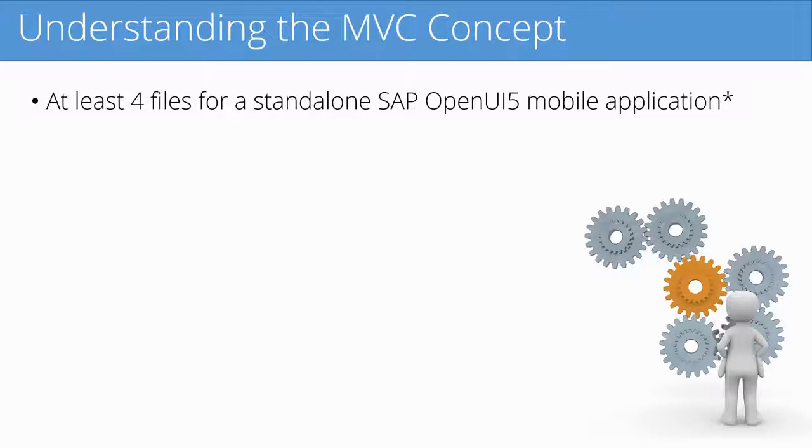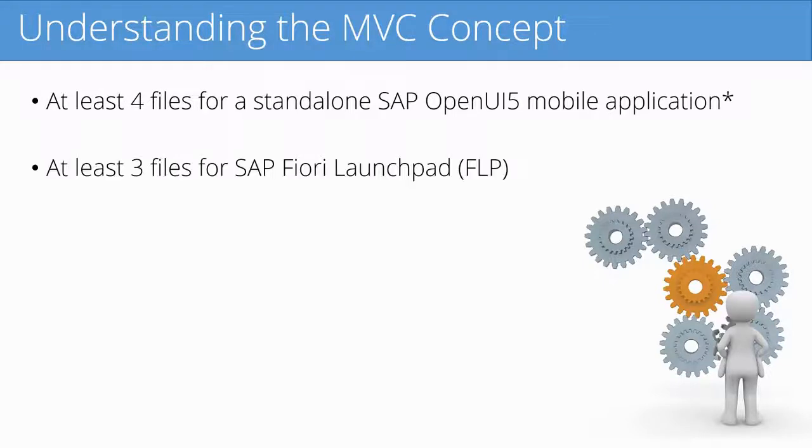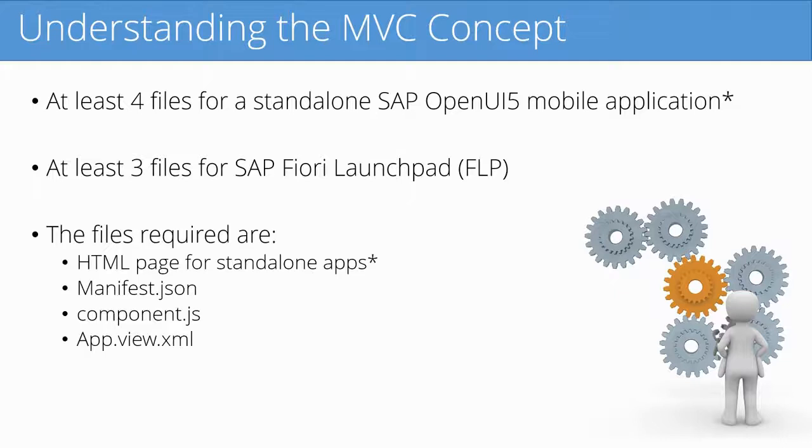There are at least 4 files that will be needed for our standalone SAP OpenUI5 mobile application. Because we're getting our web server and we're installing locally on our machine and building the apps as standalone apps, there are at least 4 files that we'll need to build this. For Fiori Launchpad, we need at least 3 files.